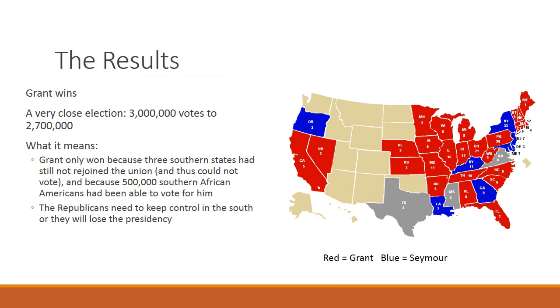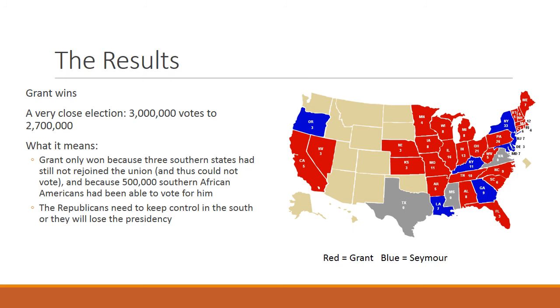The election was actually really very close, even though if you look at that map there with the electoral votes, it doesn't seem very close. But in terms of popular vote, it was only 300,000 votes difference. It was 3 million votes for Grant, who wins, to 2,700,000 votes for Seymour. And we can learn a lot by looking a little bit more at these numbers.